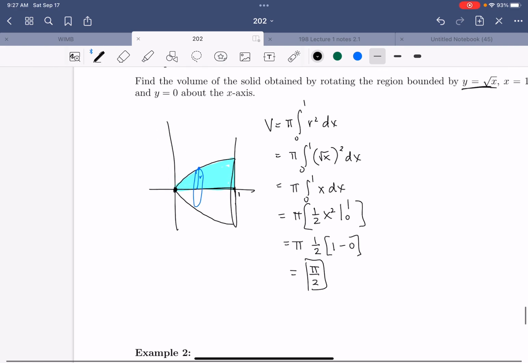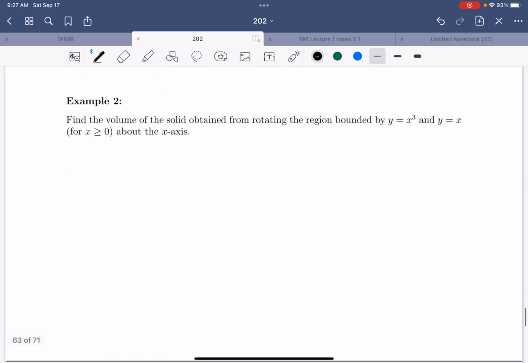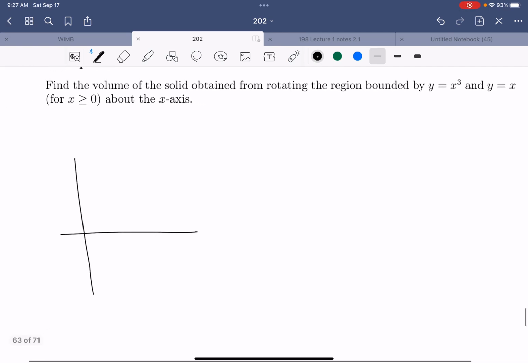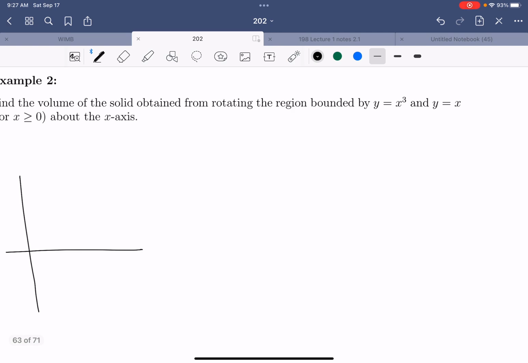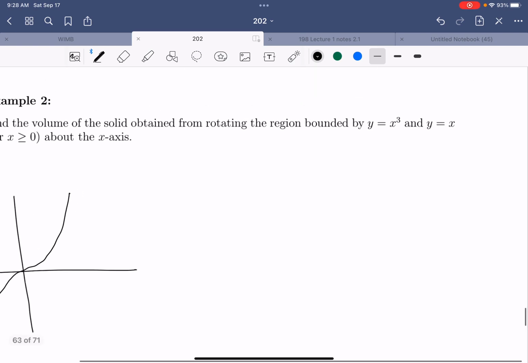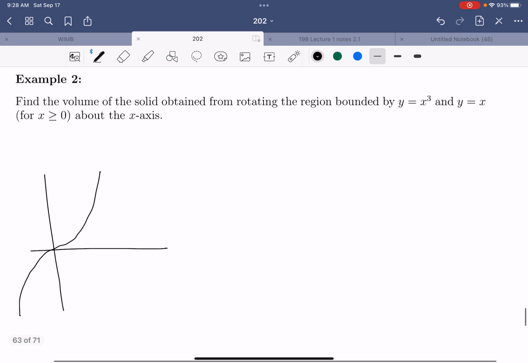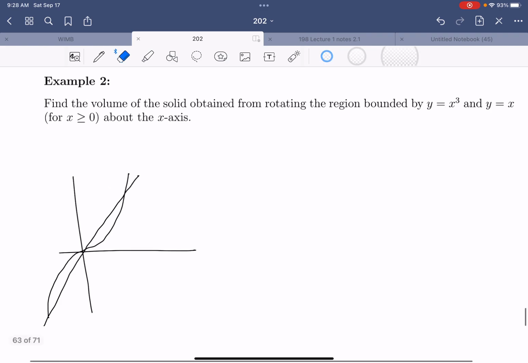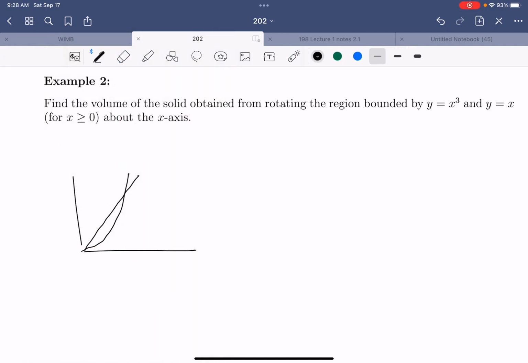Okay. So in example 2, let's see what happens. Let's see how this can get a little more complicated. So we've got the curve y equals x cubed. And if I remember, x cubed goes like this. We've got y equals x, something like this. And we're talking about x greater than or equal to 0. So that means we don't care about what happens down below here. Okay, so we're going to limit it to this. And so we're talking about this region that's in here.